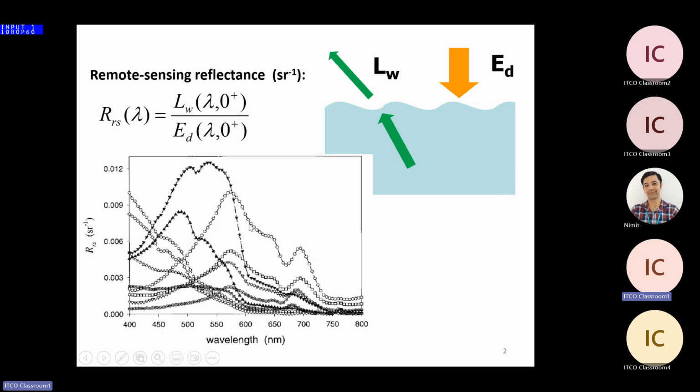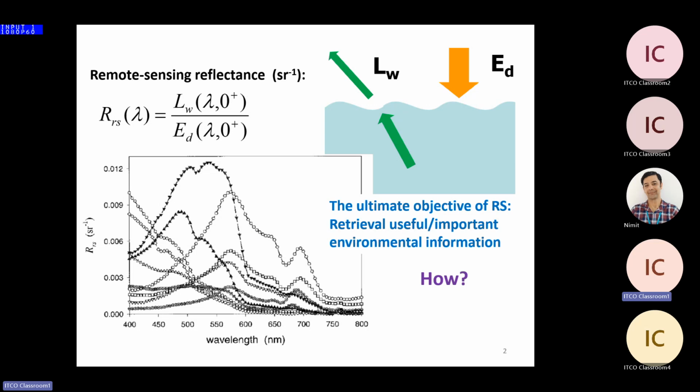Okay. So the objective of ocean color remote sensing is not simply to get this spectrum. We want to get environmental information from this spectrum. So that's then, with that, we can do many other applications. So how to get this environmental information like chlorophyll or suspended sediments, those things? We need to have ways, basically algorithms, to calculate them.